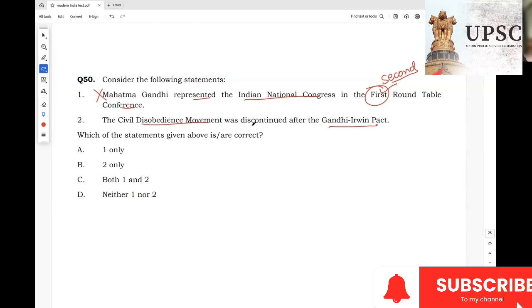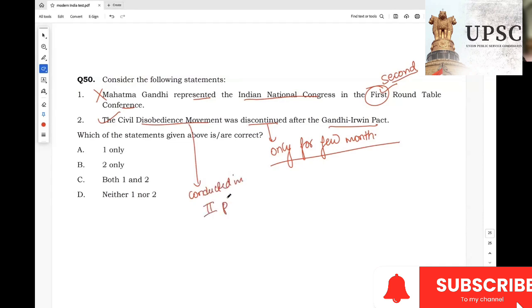The civil disobedience movement was discontinued after the Gandhi-Irwin Pact. Yes, only for a few months, because the civil disobedience movement was conducted in 2 phases. The first phase before the second roundtable conference, the second phase after the failure of the second roundtable conference. All right. So that's all.